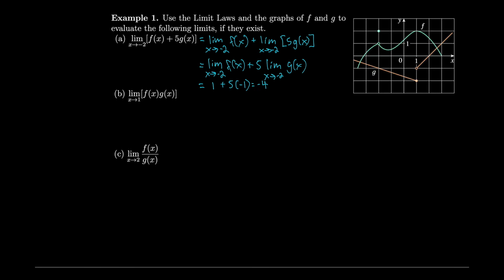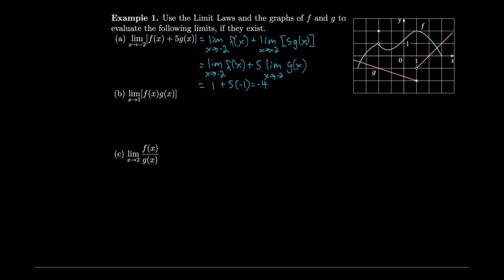Let's do the second one. The limit of f times g as x approaches 1. The issue here is that if we look at x approaching 1 along g, from the left it looks like we approach minus 2. If we approach from the right, it looks like we approach minus 1. So the left- and right-handed limits are not equal for g. So we can't just split this into the product, because one of these limits doesn't even exist.